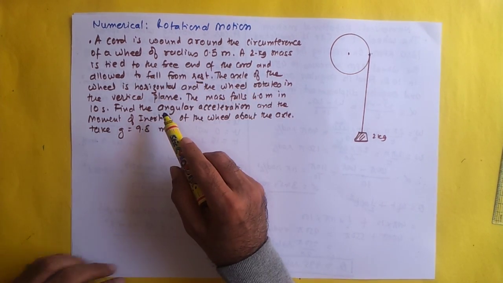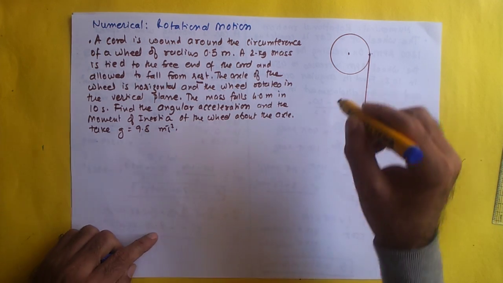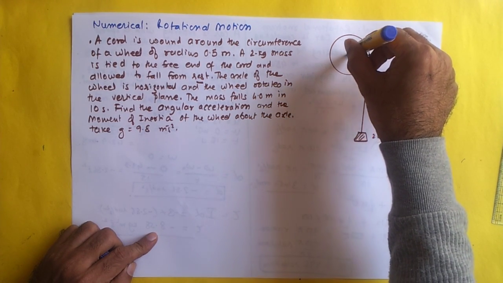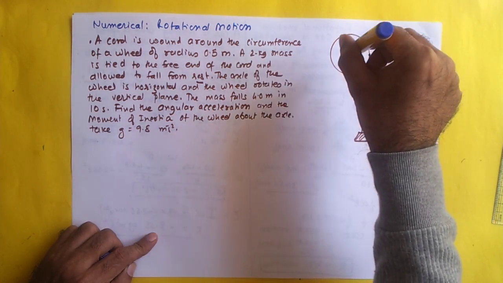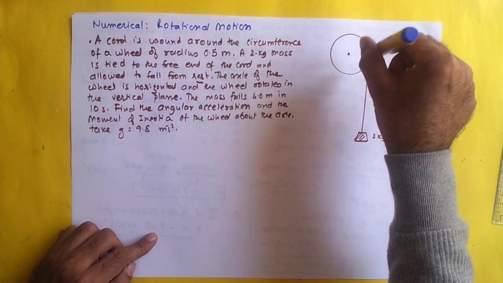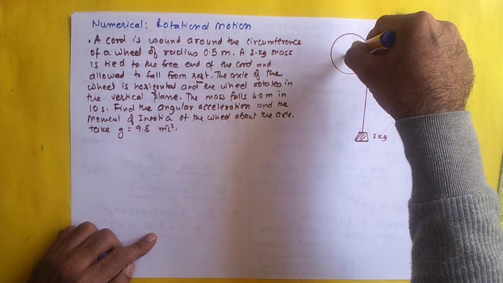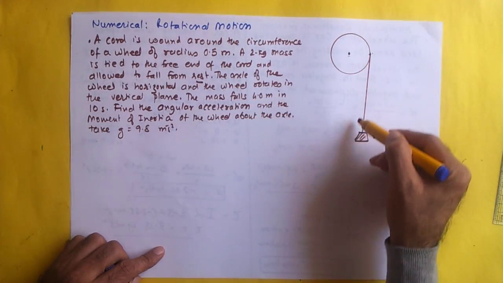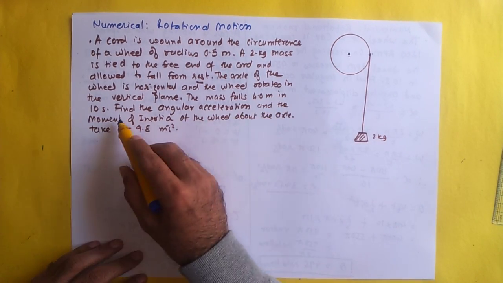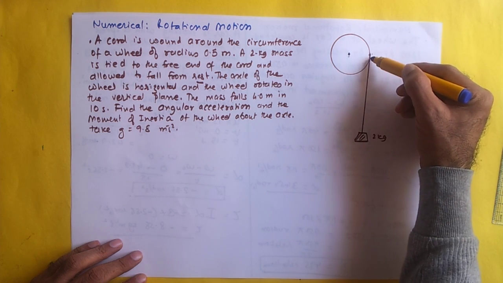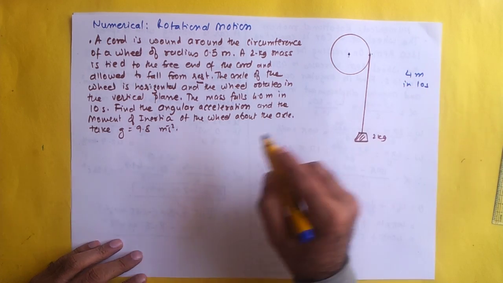The axle of the wheel is horizontal, meaning the axle of the wheel is perpendicular to the plane of the paper, as you can see, the way I have put the marker. So the axle is going inside the plane of the paper, and this wheel is rotating in the vertical plane. The wheel is rotating in the plane of the paper, the axle is going into the plane of the paper, and the cord is put up like this. The mass falls 4 meter in 10 seconds. So when it is released, it falls 4 meter in 10 seconds.